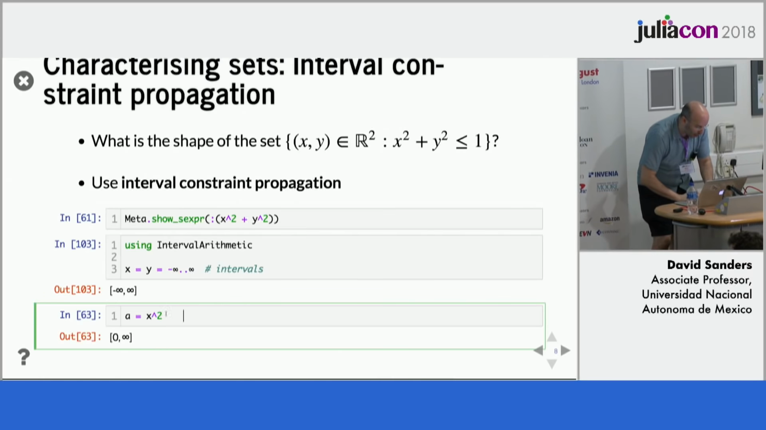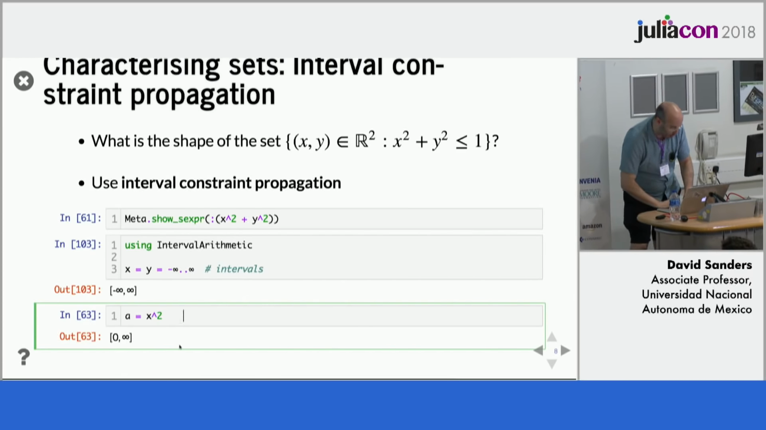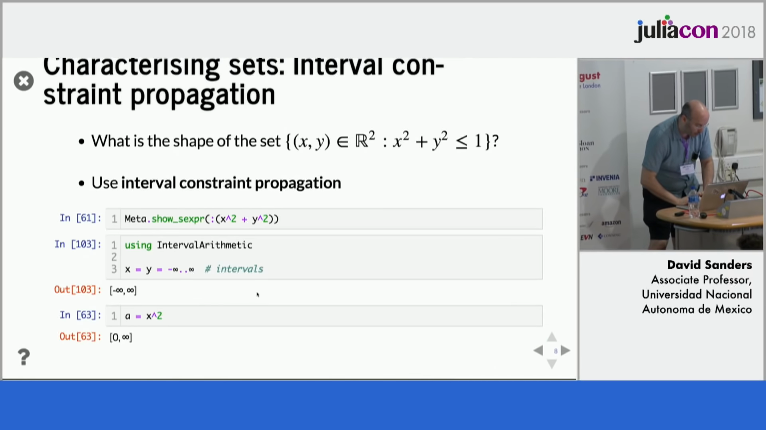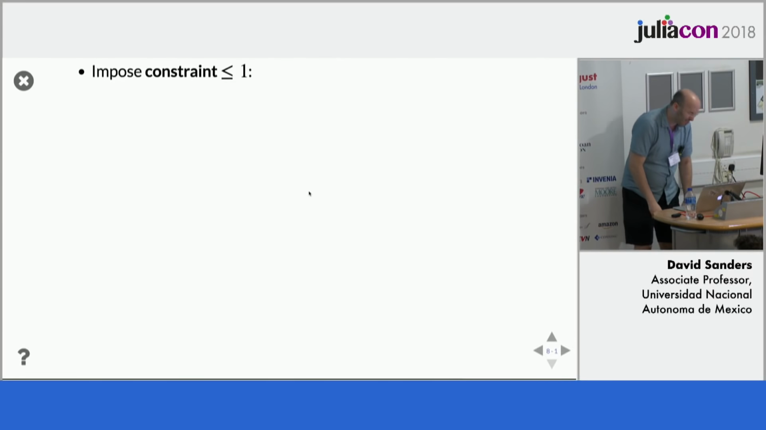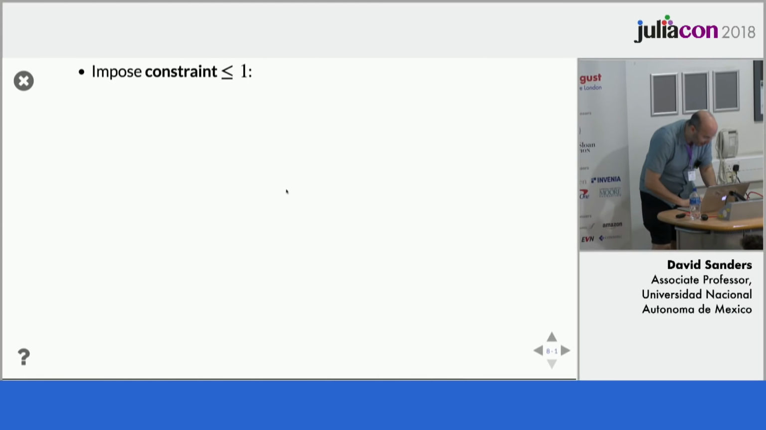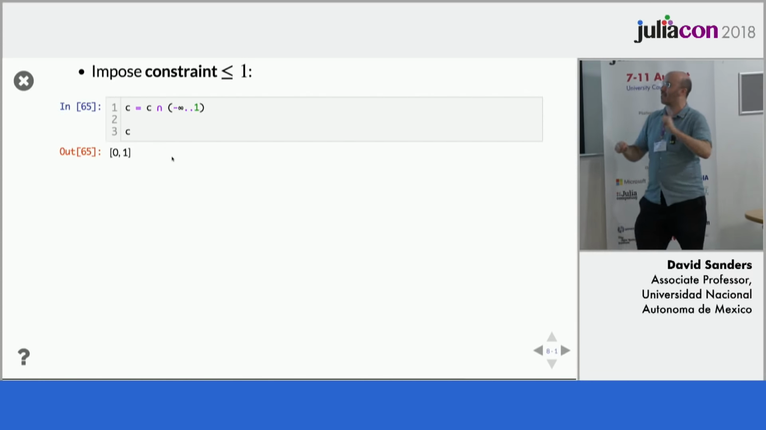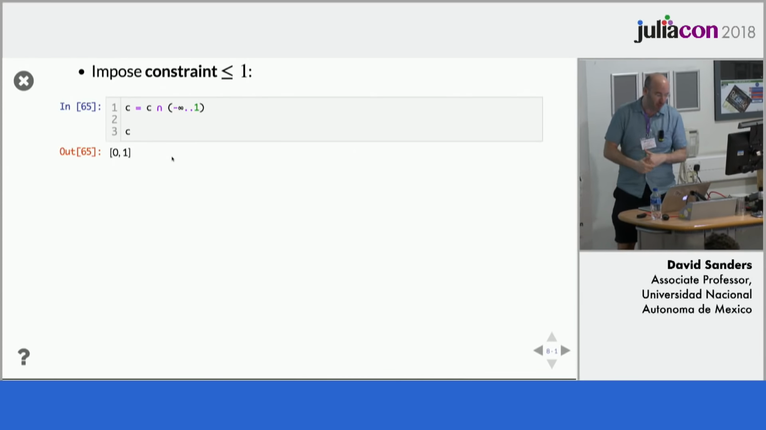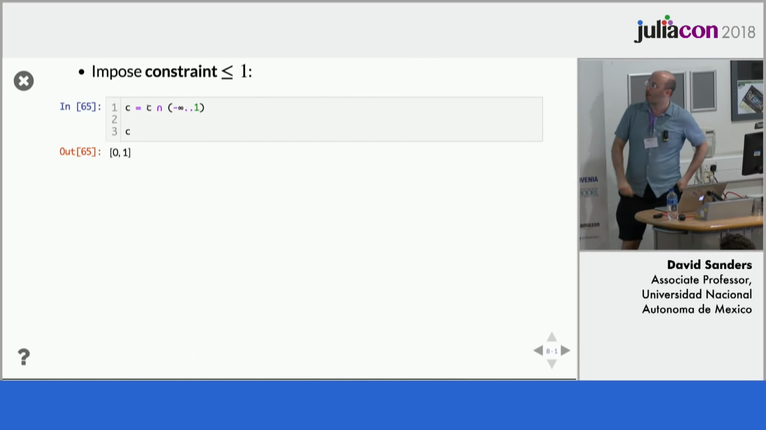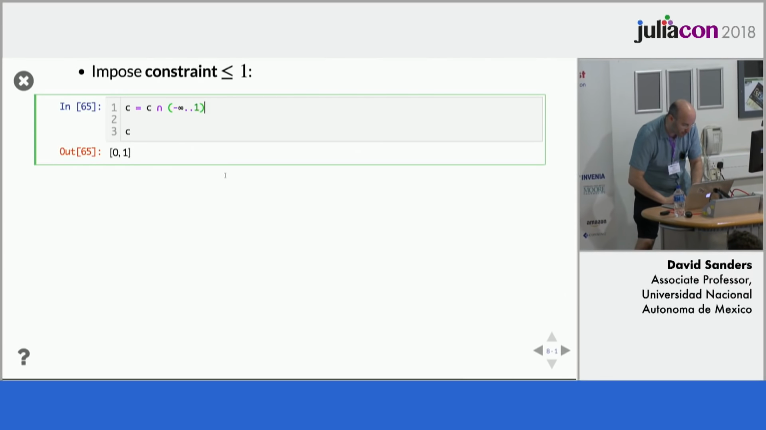So a equals x squared. It knows that when you square the real line, the result has to be positive. B is the same for y squared. And then c is a plus b, which is x squared plus y squared. And so then I need to impose this constraint. How do I impose a constraint? I say, oh, well, the new value of c is going to be the old value of c intersected with the constraint region.